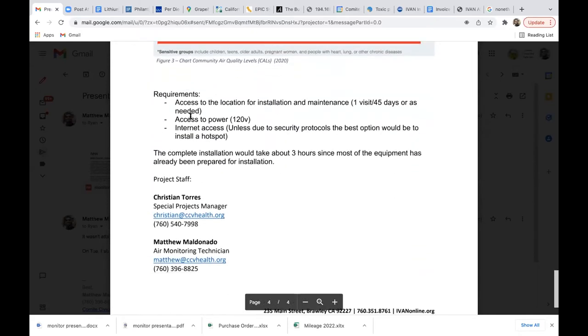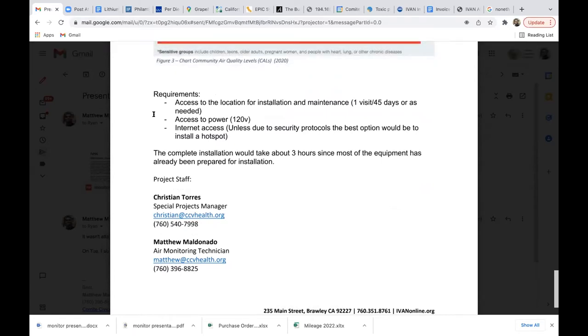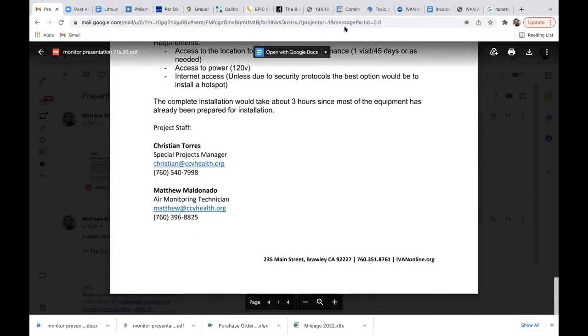And then some of the requirements for our enclosures are just access to a location for installation and maintenance. So we visit it every 45 days as needed. Access to power is at least 120 volts. And internet access, unless due to security protocols, the best option would be to install a hotspot. And the installation takes about 3 hours since most of the equipment is already prepared for installation. And the project staff, that'd be me, myself, and my supervisor, Christian Torres. Thank you, guys.